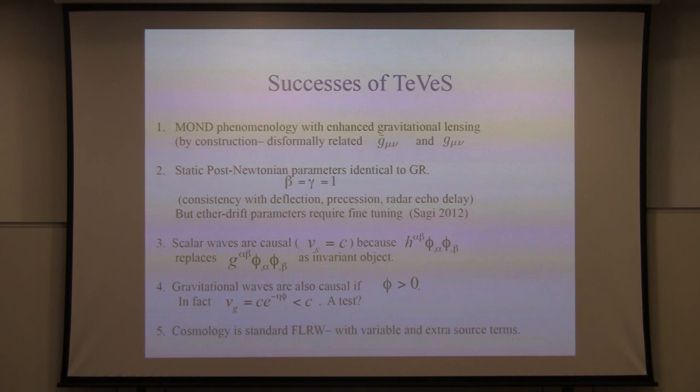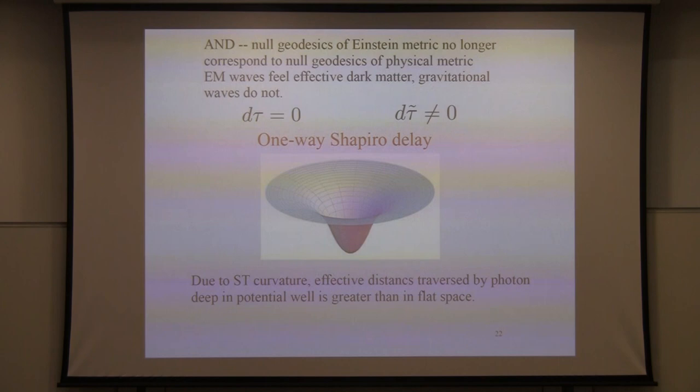2017, which I think Jacob would have been very interested in. And that is, null geodesics of the Einstein metric in this theory, TeVeS, no longer correspond to null geodesics of the physical metric. That means electromagnetic waves feel the effects of dark matter, but gravitational waves do not. And this has an effect on the phenomenon known as Shapiro delay, which is due to space-time curvature: the relative effective distance traversed by a photon in the potential well is greater than in flat space. And that means that gravitational waves propagating by some source should not be affected. So they should feel the dark matter.